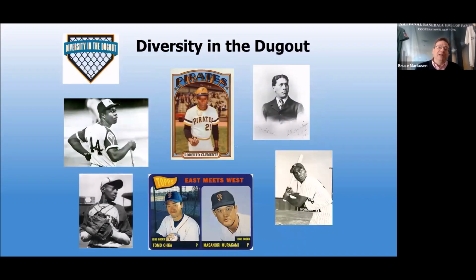So our program today is Diversity in the Dugout. We are going to look at immigration and the reasons behind immigration, learn about the game's ethnic diversity, and develop a timeline for integration in baseball over the years.